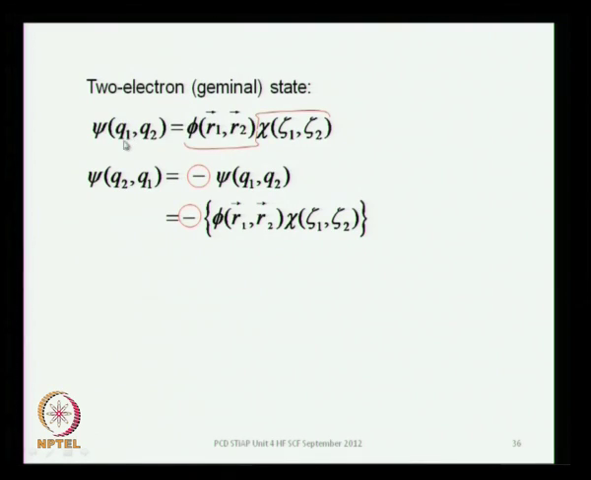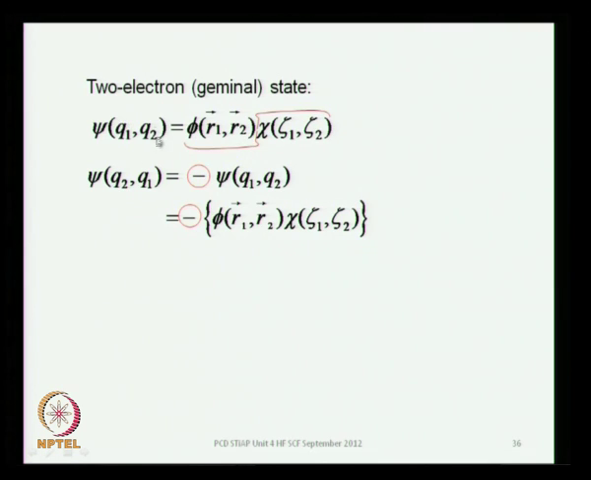So now this is the 2 electron system whose arguments are q1 and q2. q1 is a set of 4 coordinates, q2 is also a set of 4 coordinates. So actually there are 8 variables sitting in that, and this is written as a spin orbital. This is the orbital part, the space part, and this is the spin part. So chi of zeta1 zeta2 is the spin part and phi of r1 r2 is the orbital part.